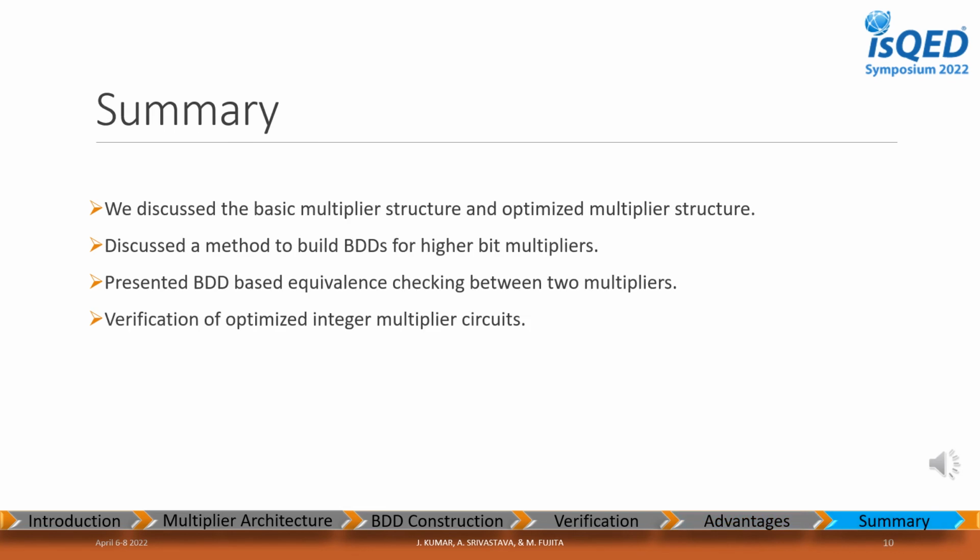So that brings us to the end of my presentation. Now I would like to summarize it. We first discussed the change in multiplier circuit architecture after optimization. Then we discussed the BDD construction of higher bit multiplier circuits, followed by the method of equivalence checking between two multiplier circuits using BDDs. Finally, we presented the verification results of optimized multiplier circuits.